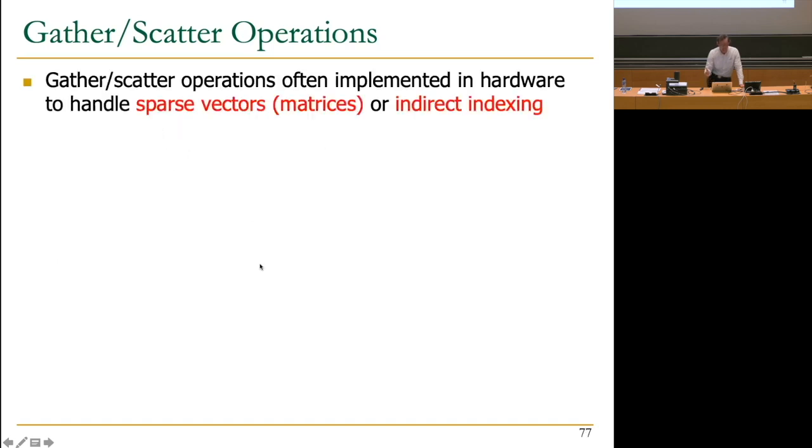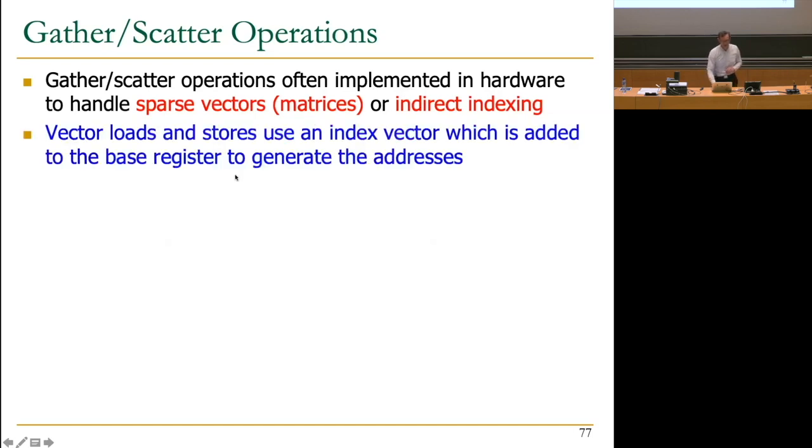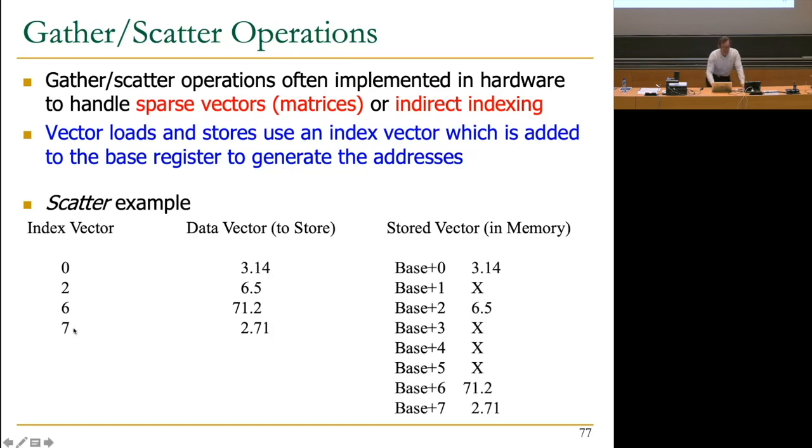Now let's take a look at an example. Essentially, these are often implemented in hardware to handle these sparse vectors, as I mentioned, or indirect indexing. Vector loads and stores use an index vector, which is added to the base register to generate the addresses. Let's take a look at an example of a scatter, not gather. So this is our index vector. These are the locations from a base address that we're going to store this data vector to. Now, this is a simple example. We have only 4 elements, but what this means is that the vector should be stored this way in memory.